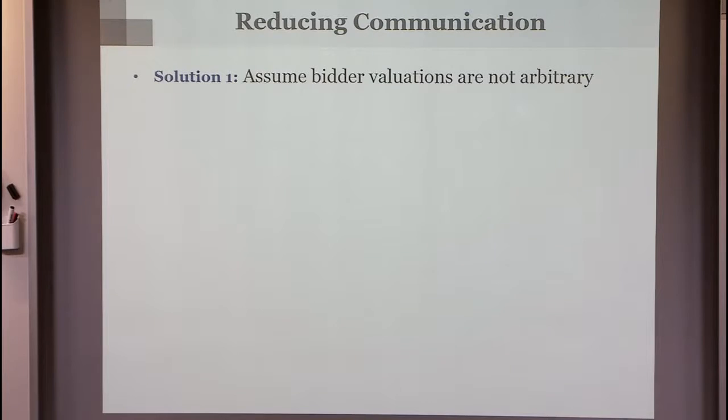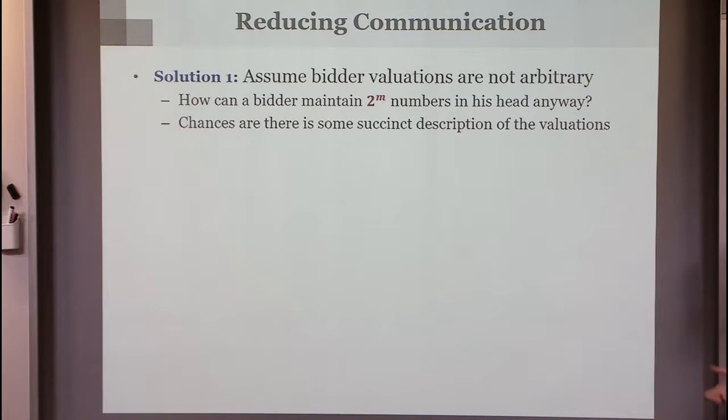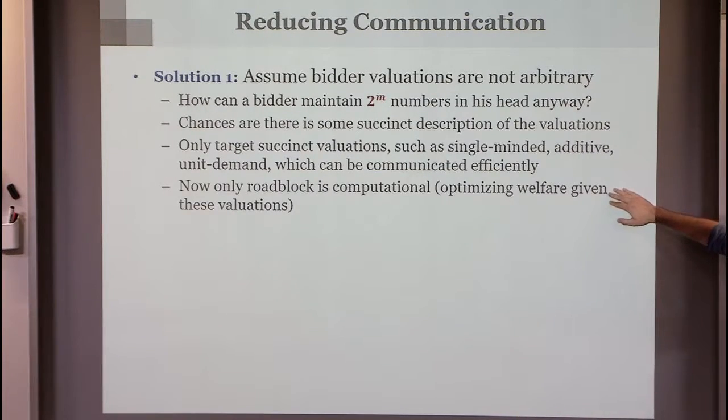All right. So how can we reduce communication? Well, one obvious approach is to say, okay, so assume the bidder valuations are not arbitrary, but they have structure. How can a bidder maintain 2 to the m numbers in his mind anyways? Right? How can he be described by so many numbers? So chances are there is some succinct description of the valuations, and only target mechanisms that work with succinct valuations from some class that's rich enough to express reasonable bidders. Now the only roadblock then with running VCG is the computational step.